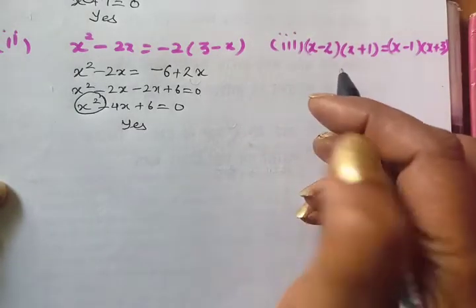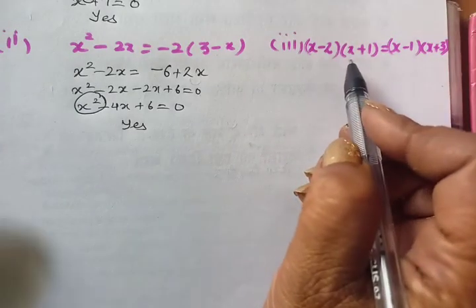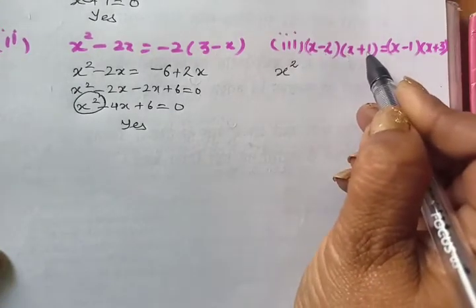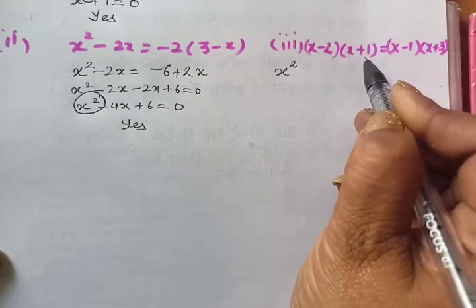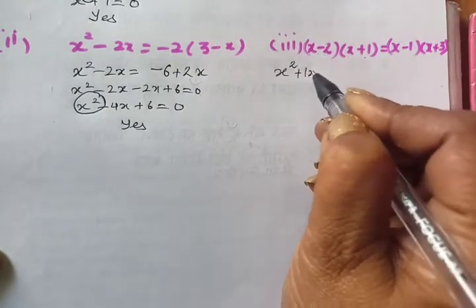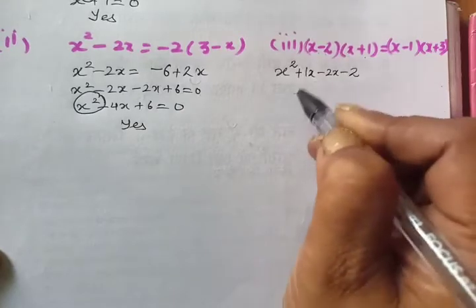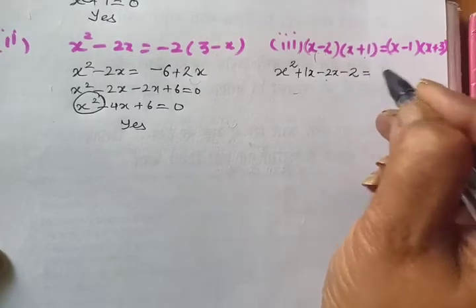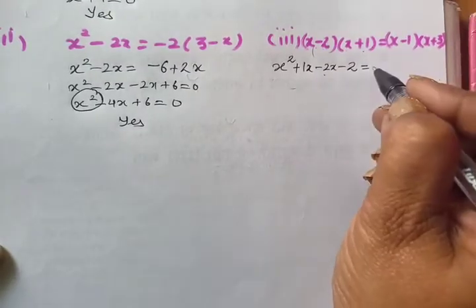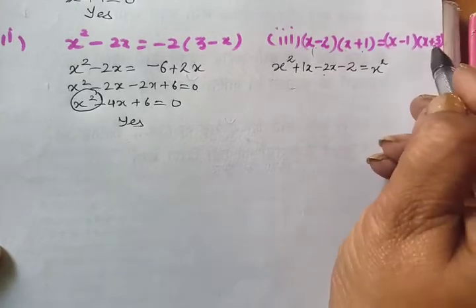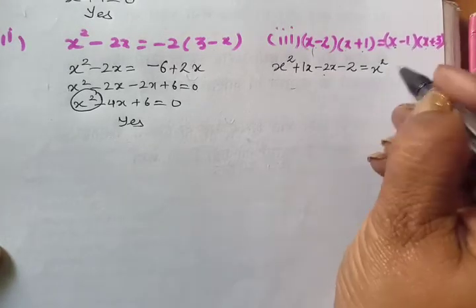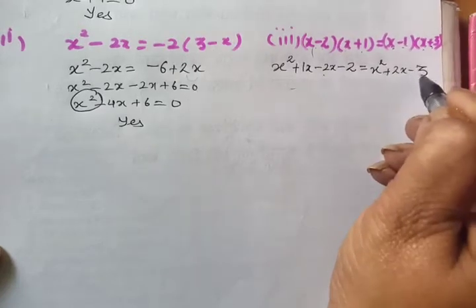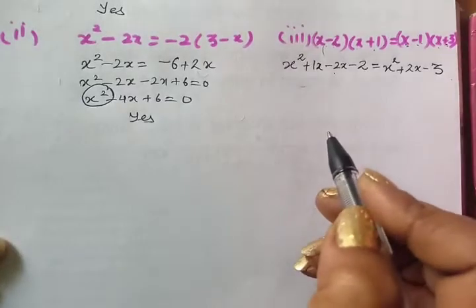Let's solve the third part, x minus 2 into x plus 1. You can also do it in one step. X square minus 2x plus 1x, right? So plus 1x minus 2x minus 2, or you can directly do it x square plus 1 minus 2 is minus 1x minus 2 is equal to, see in the right hand side I will be doing directly, x square plus 3x, x into 3 is 3x minus 1x. So this gives you plus 2x. Minus 1 into 3 is minus 3. You have done this identity in class 8th if you remember.